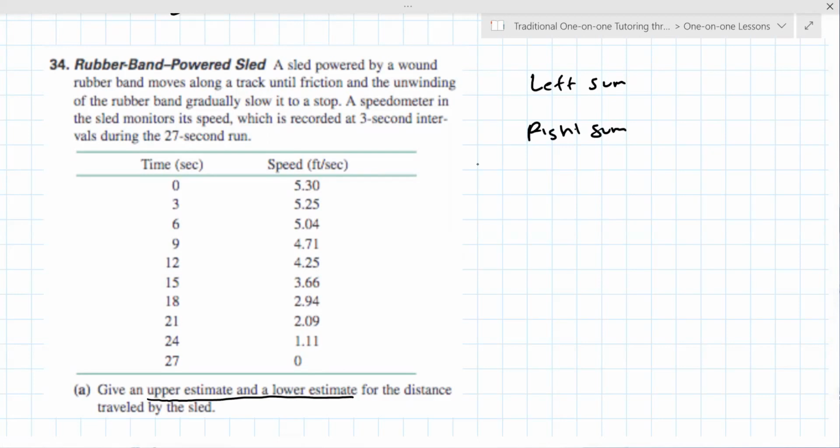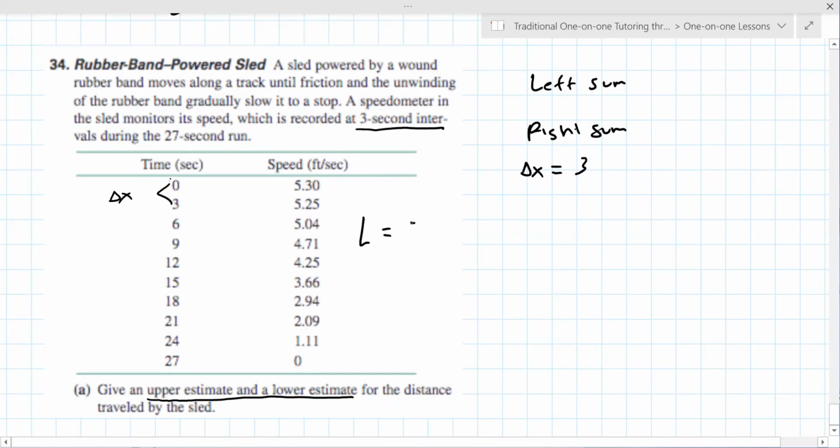But recall the formula, right? You're taking your delta x, which is encoded in these 3-second intervals. It's also the distance, the difference here. That's your delta x. It's 3. So you have to know that. So to do your left sum, it's 3.